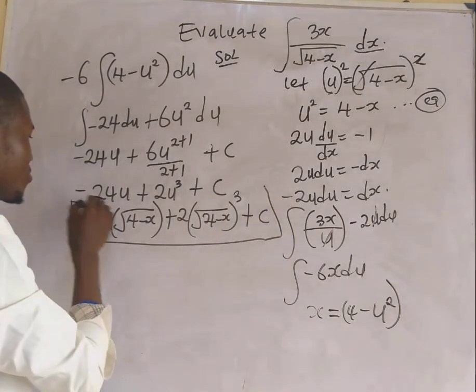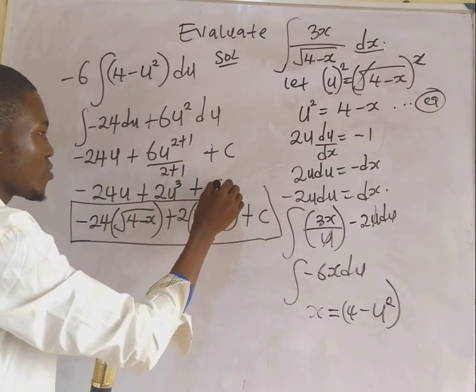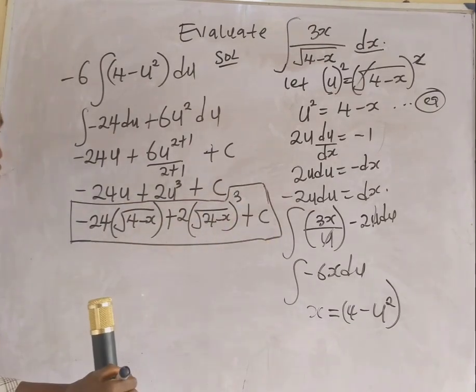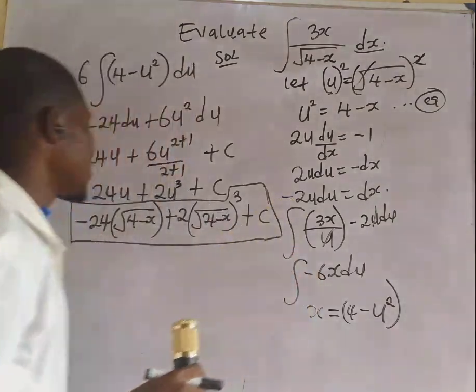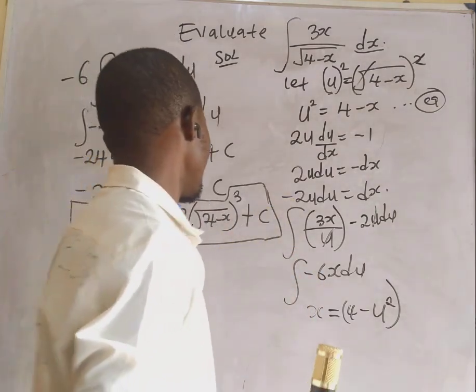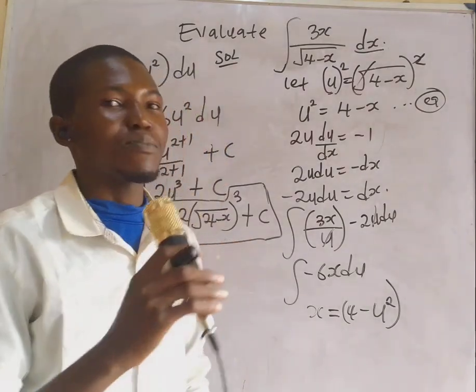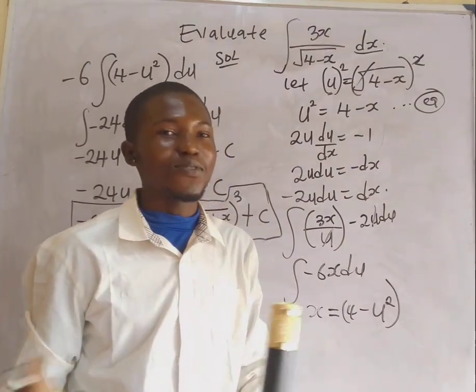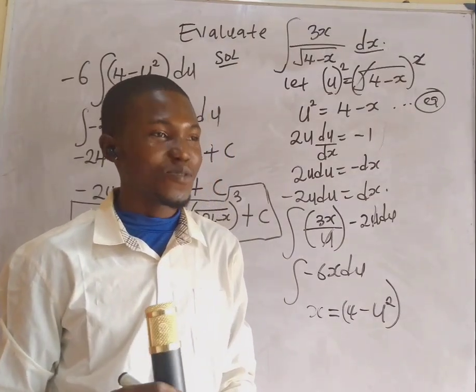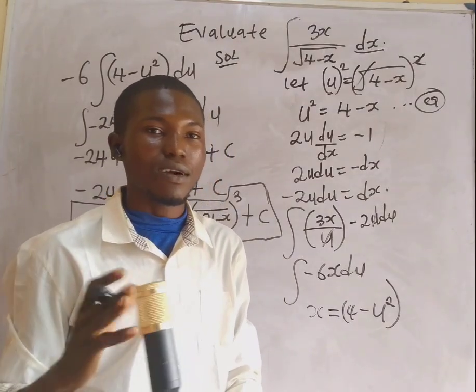This is the answer to the question. I'm trying to put it in a block. Okay, so that's our answer: minus 24 square root of 4 minus x plus 2 into the square root of 4 minus x, cubed, plus c. This is the best way you can integrate this. It took a whole lot of time, and don't forget that you can actually integrate with a calculator.